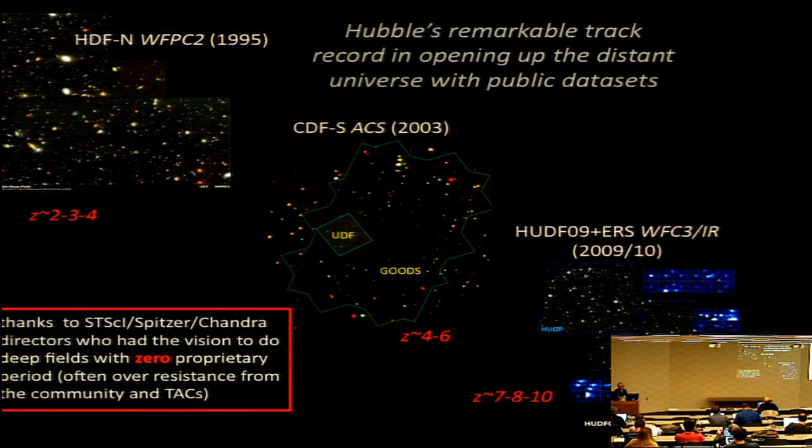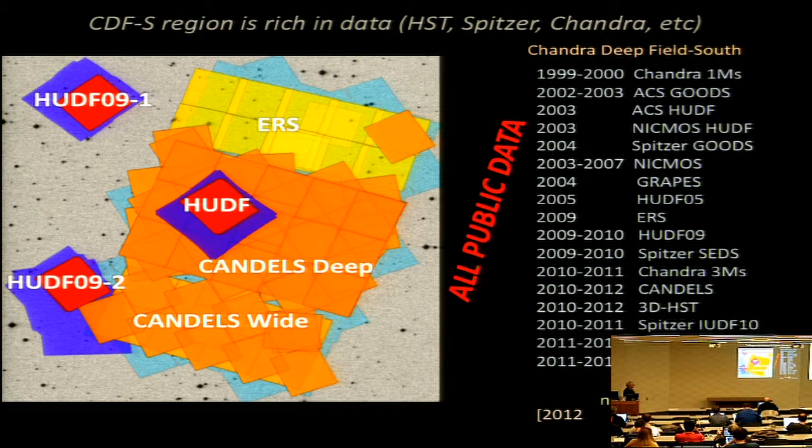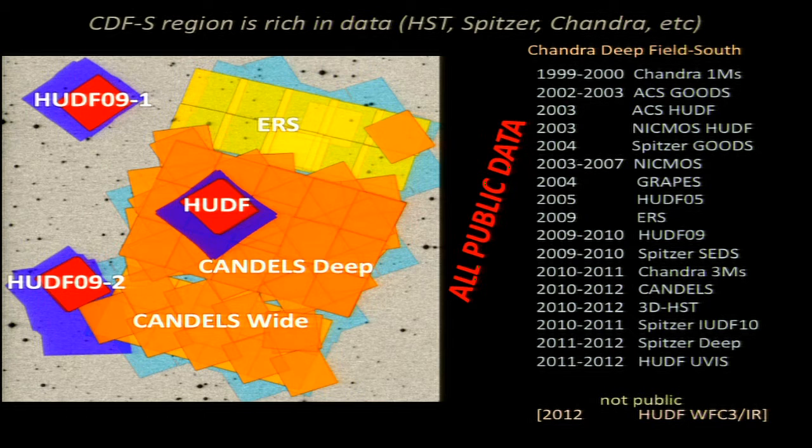field. And just to give you a sense of this, here, just for the CDF South region, these are all the public data sets. And they go back, started with Chandra, and right through to one set now, which is not public. This is the first ever one. But all the previous data sets were immediately public and open up the ability for a large number of groups to get in there and do work right at the forefront.